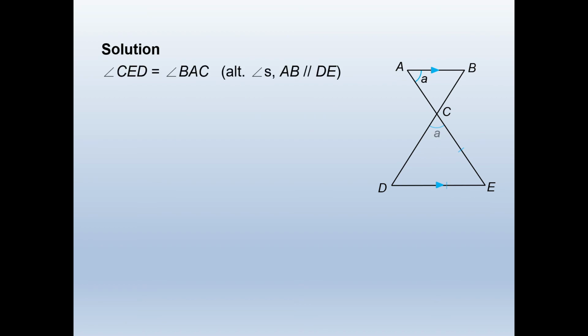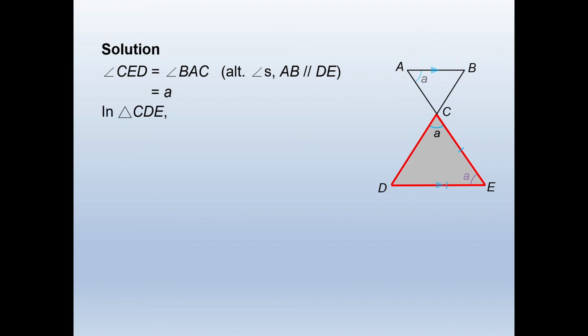So let's start. First of all, since AB is parallel to DE, we can apply the alternate angles. Do you still remember the alternate angles? Just like the English letter Z. So the angles in between the two parallel lines are equal. That means this one and this one are equal.